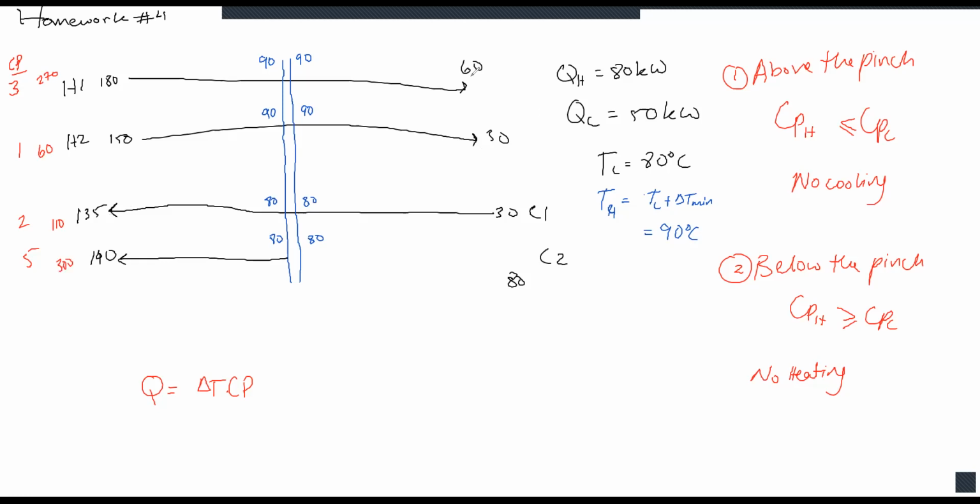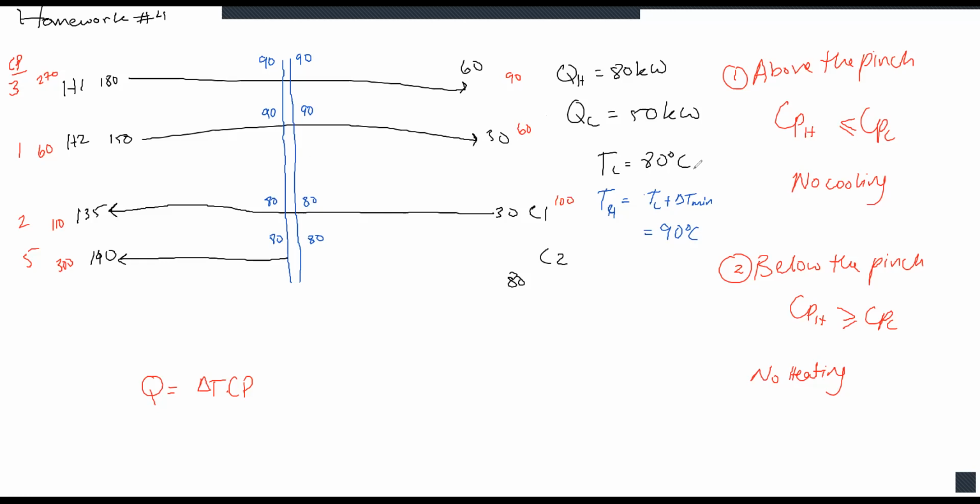Let's look below the pinch. 60 to 90, that's 30 multiplied by 3. So I have 90 kilowatts here. 30 to 90, that's 60 multiplied by 1. That's 60 kilowatts. C1, 30 to 80, that's 50 multiplied by 2. So I have 100 kilowatts here, and then there's nothing for C2. And now let's do the matching.